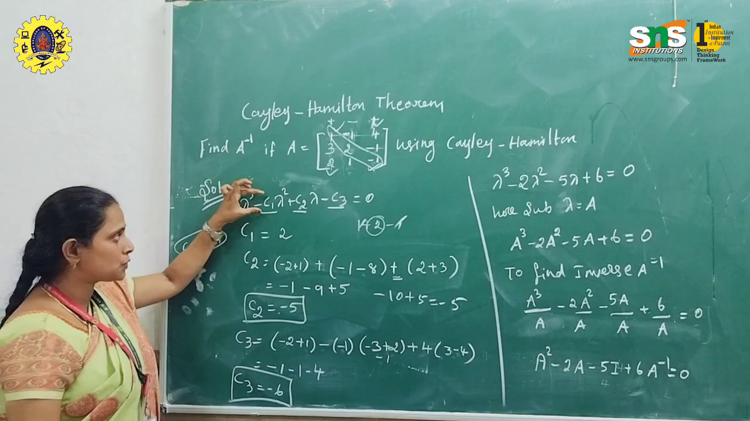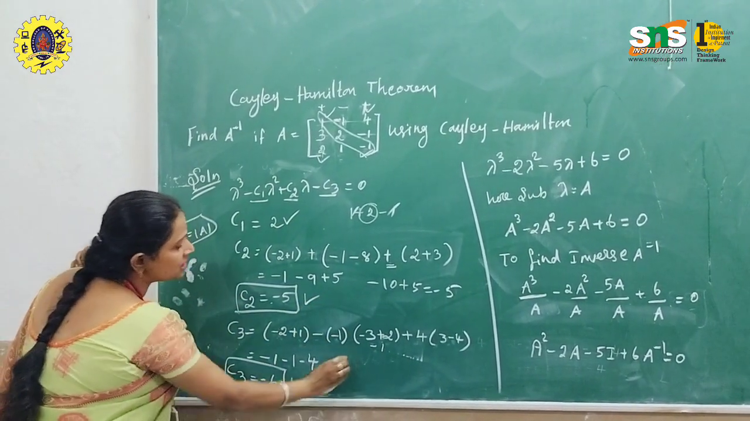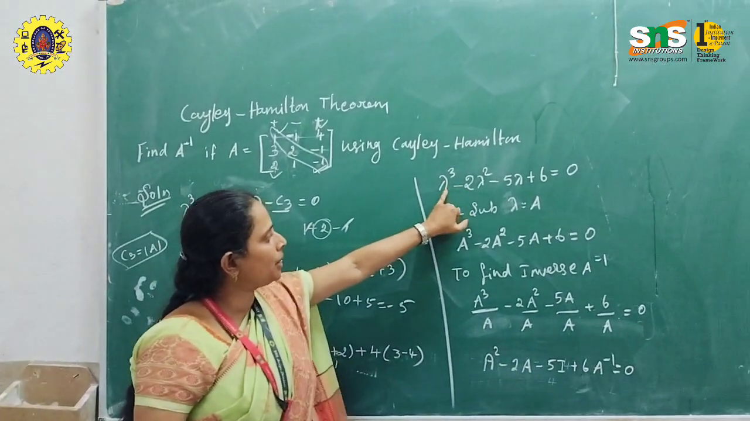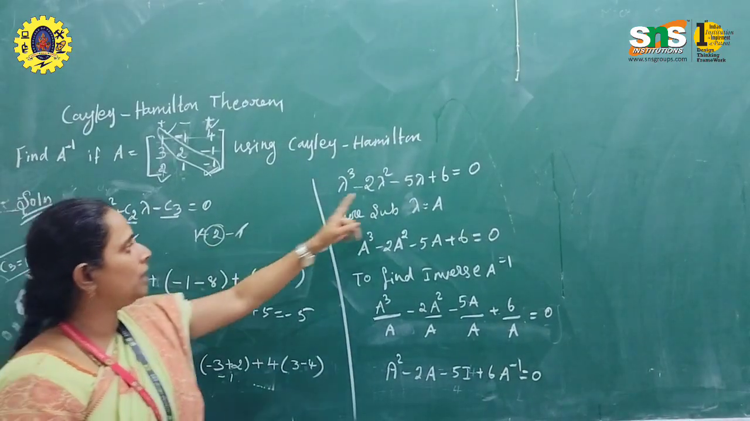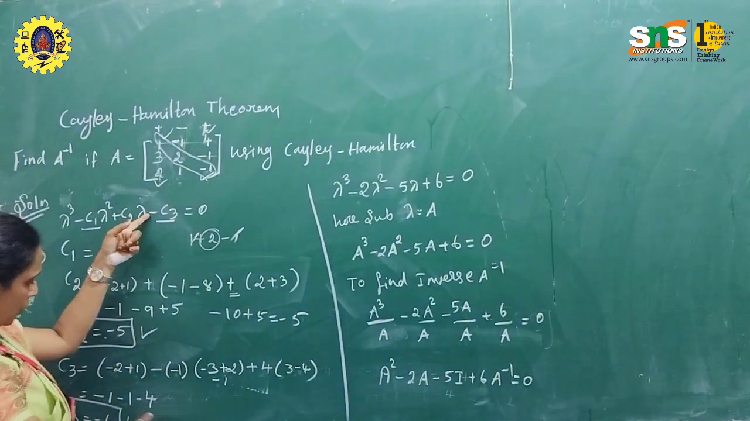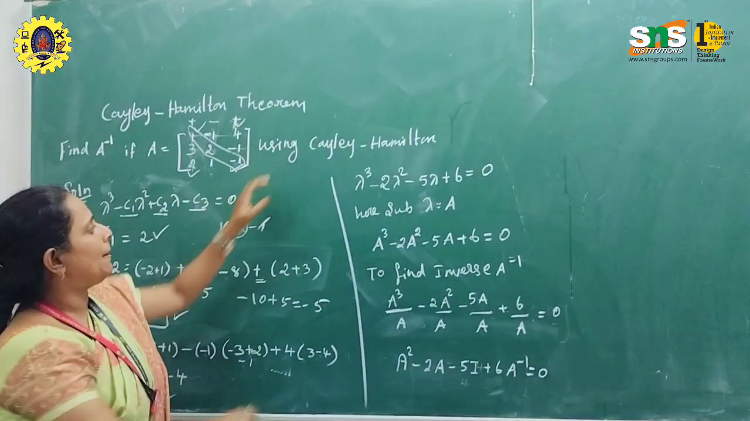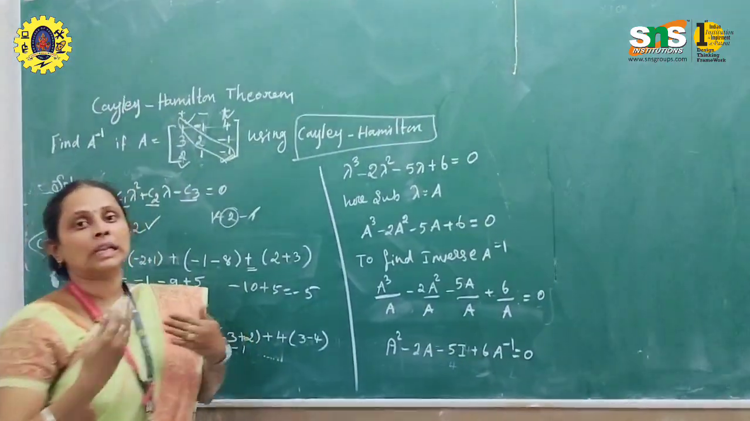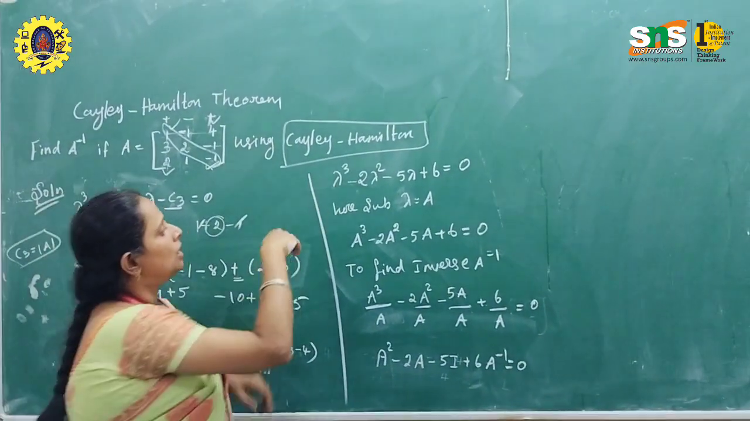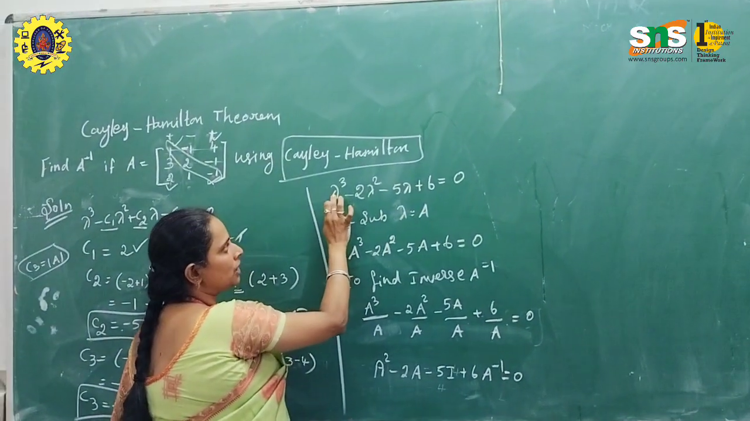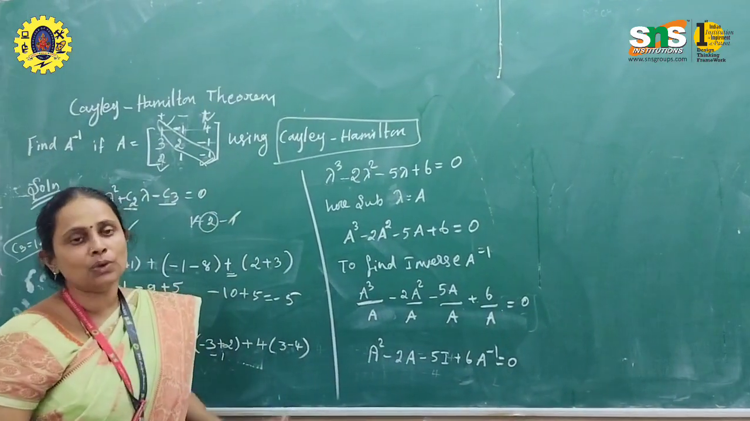Then we substitute C1, C2, C3. The C1 value is 2, the C2 value is minus 5, and the C3 value is minus 6. So lambda cube minus 2 lambda square, minus minus 5 lambda, which is plus 5 lambda, and minus into minus 6 is plus 6, equal to 0. Then we apply the Cayley-Hamilton theorem, replacing lambda by A. So A cube minus 2A square minus 5A plus 6 equal to 0.